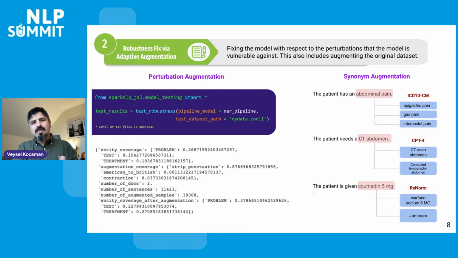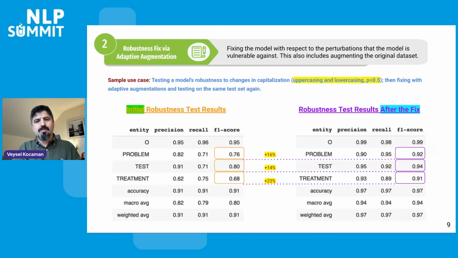So you can do this in one line. You can just set this synonym augmentation to true, and then the pipeline will find the entities and replace them according to these resolvers.